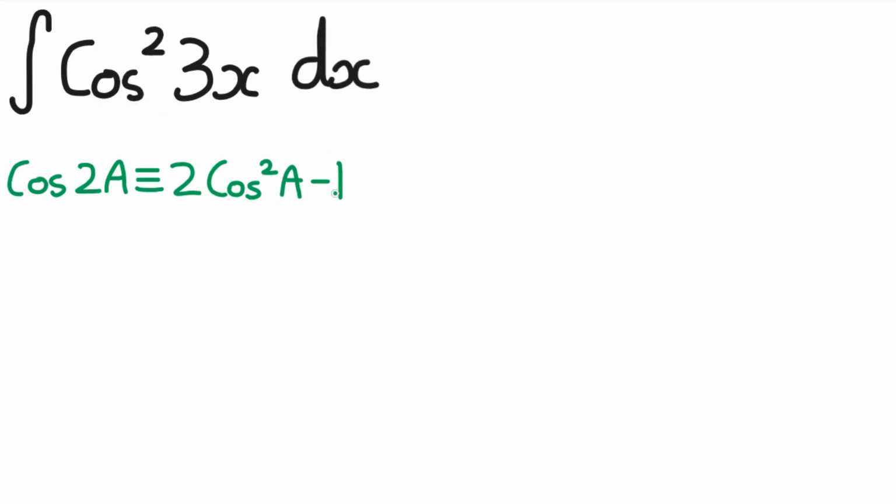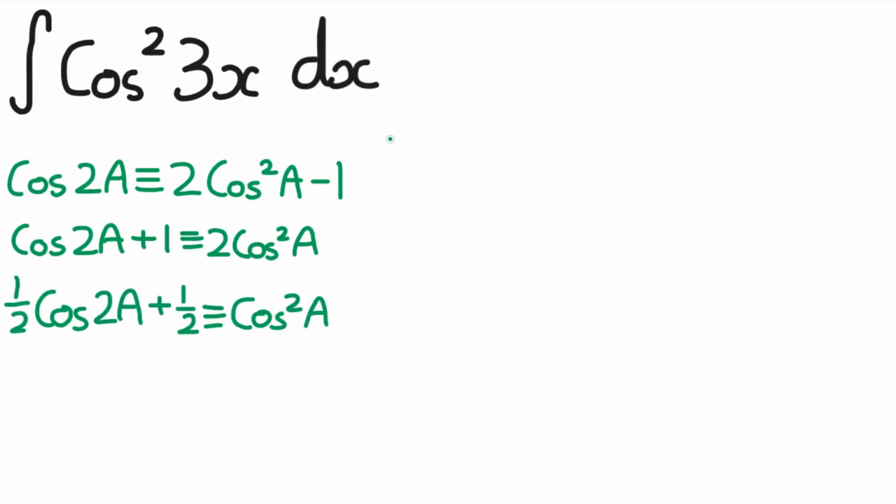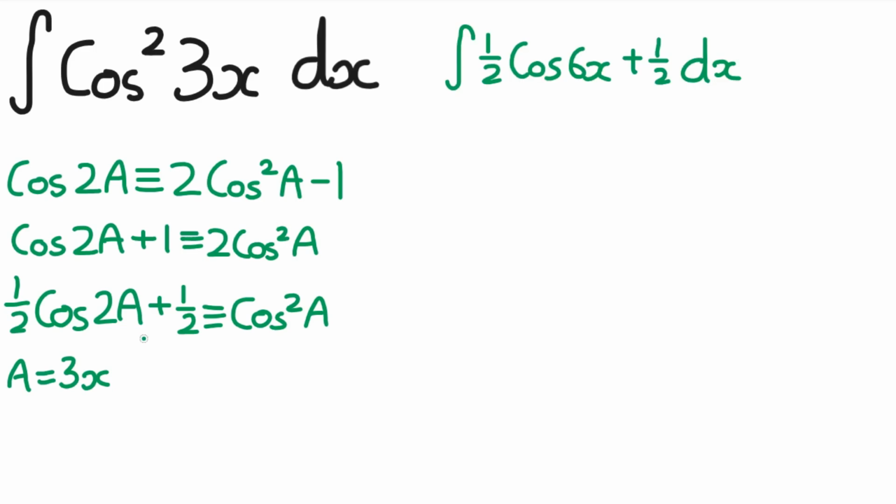So if we move this minus 1 onto the other side, it becomes cos of 2a plus 1 is equivalent to 2 cos squared of a, and then divide both sides by 2, so we get half cos of 2a plus a half is equivalent to cos squared of a. So you can see that we have this cos squared on its own now, and what we're going to do is substitute this in by saying that a is equal to 3x, so that means that this 2a on this side is going to be 6x, right? So if we sub this in, it's now going to be the integral of half cos of 6x plus a half like this here, and this here we can integrate.